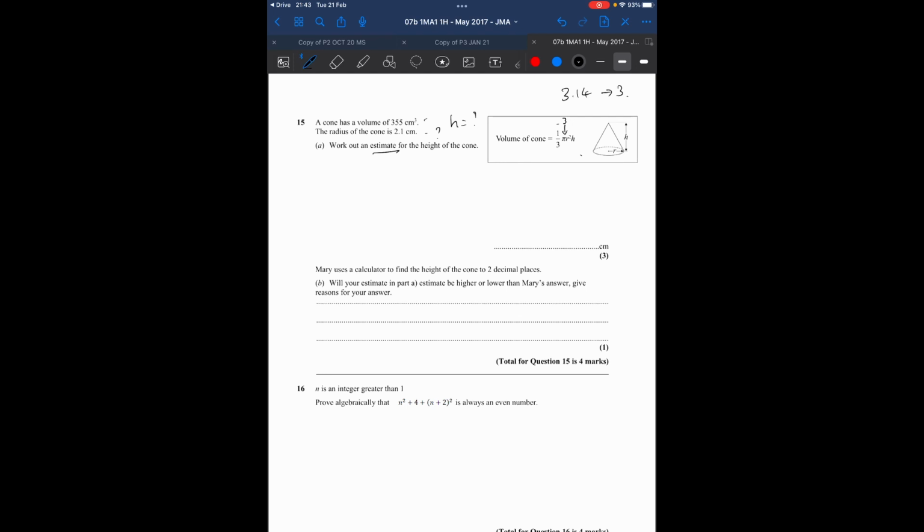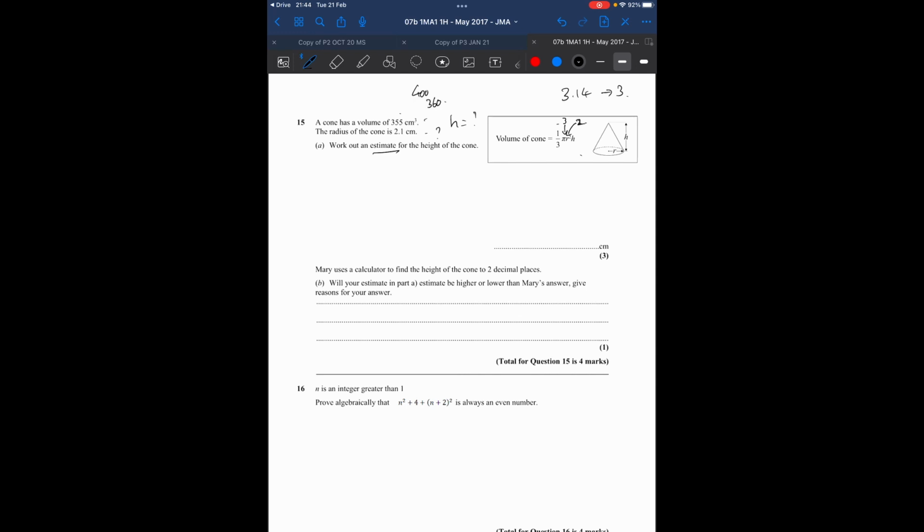So 2.1 is very, very close to the number 2, so I'm probably going to use the number 2 instead. The height is what I'm trying to work out. Okay, so the volume of a cone, what number should we round that to? Well, it's not immediately obvious here. What's it quite close to? We could say 400. Or we could say to the nearest 10 is 360, isn't it?